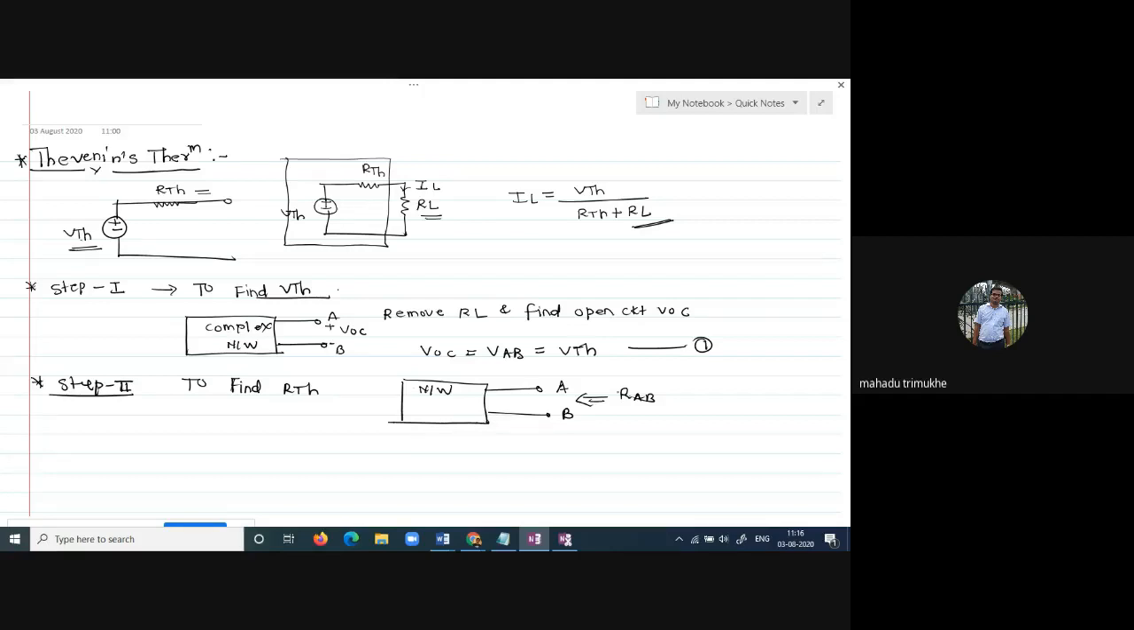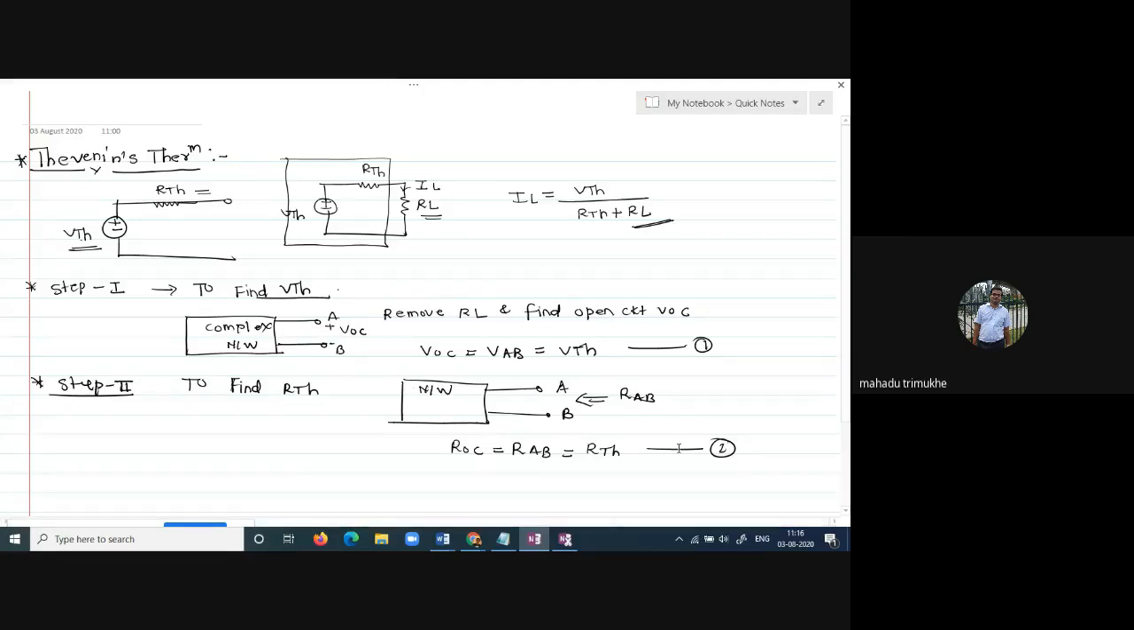is nothing but your Thevenin resistance, which we denote as RTH. So now you have to find the resistance of the open circuit, ROC, which is the resistance between points A and B, that is RTH. That is your step number two. If you get VTH and RTH, you have to replace the network by the Thevenin equivalent.